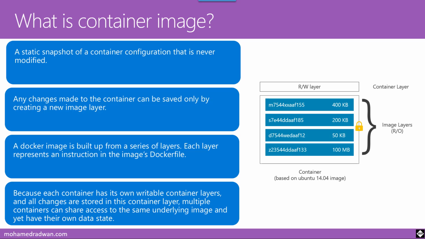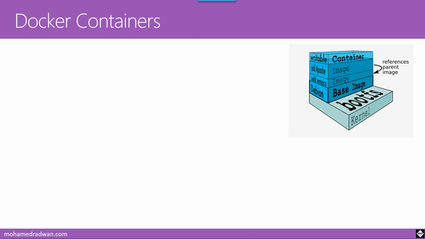This is why each container will have its own data state, and this will not belong to the base image, or the image that these containers are created from. Docker containers, as we explained, are just runnable instances of an image. So when you run the image, it gives us the container.